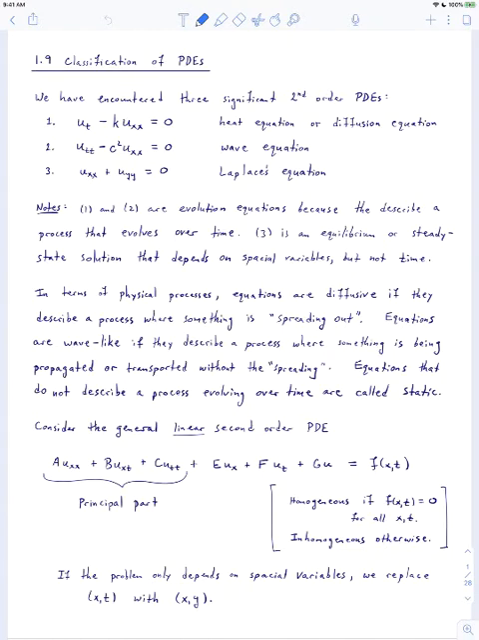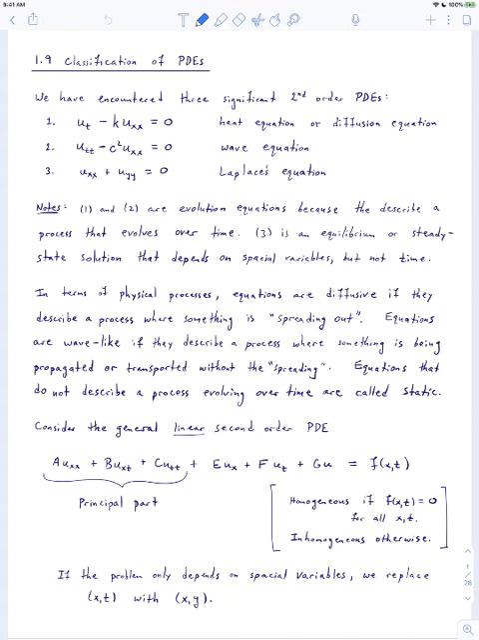The second significant second-order partial differential equation that we saw is the wave equation, which tells us that the second derivative with respect to time is proportional to the second derivative with respect to x, or the spatial variable. This equation is very useful when you're looking at something which propagates or transports.